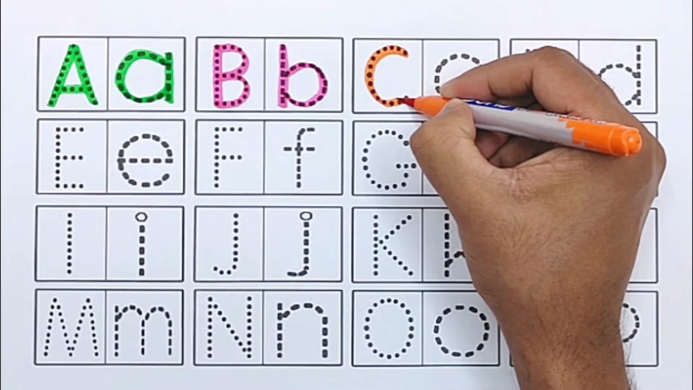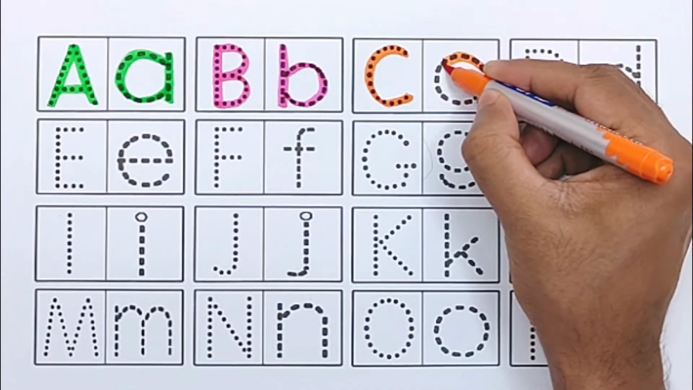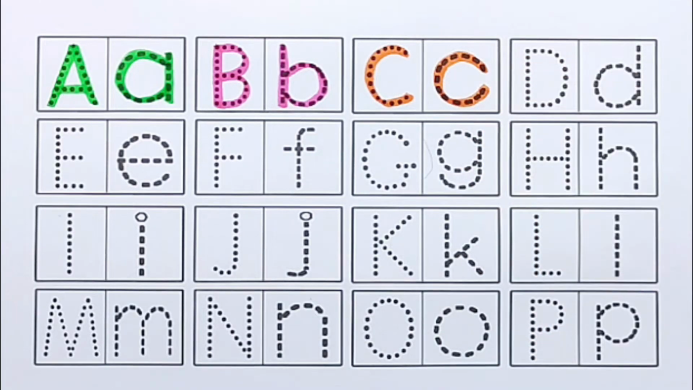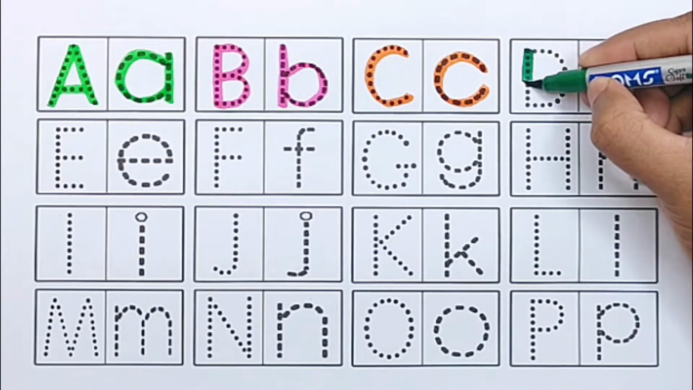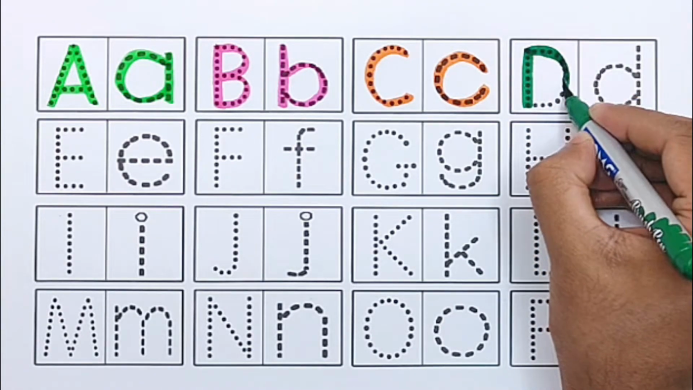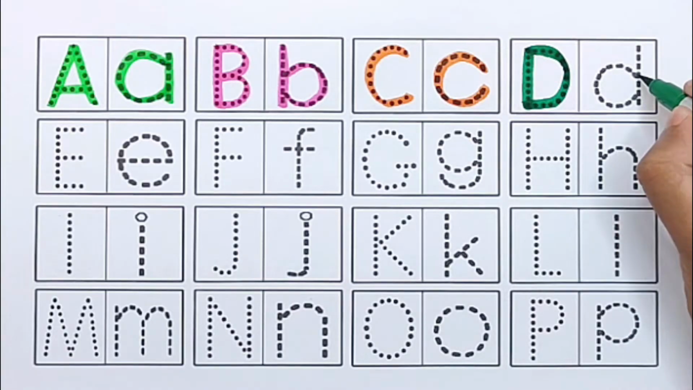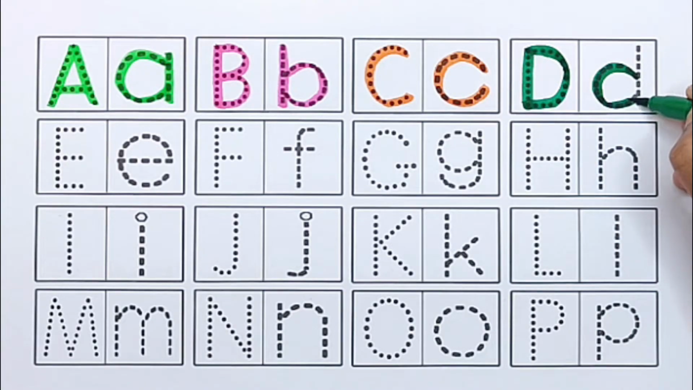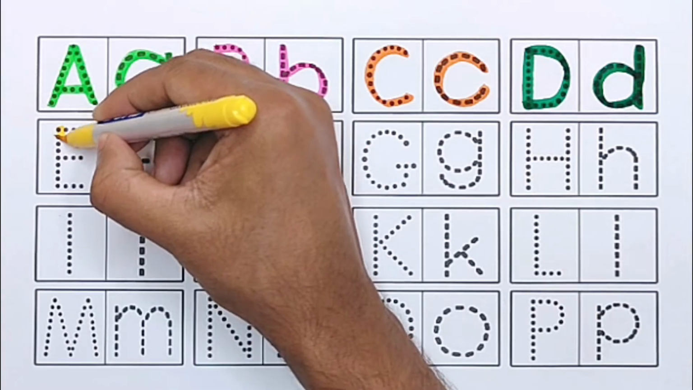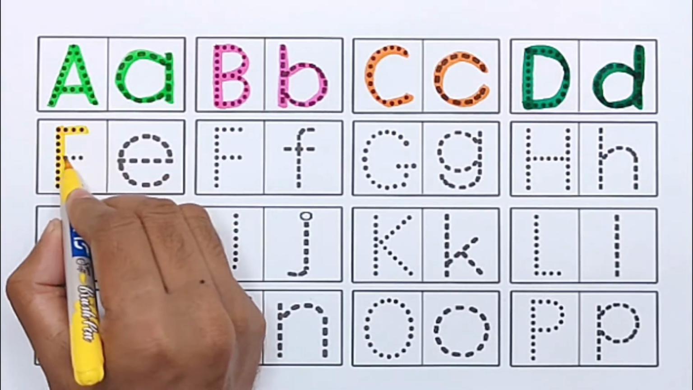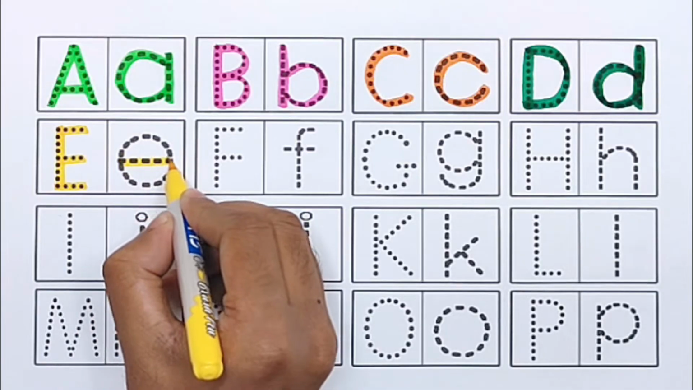C for cat. C for carrot. Green color. D for dog. D for dress. Yellow color. E for egg.